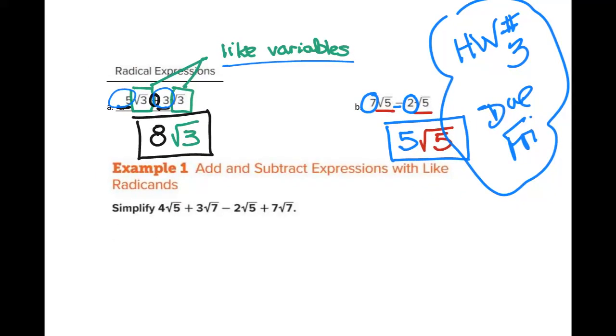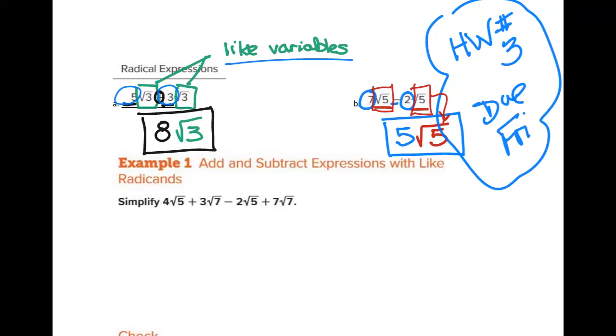Then we also had 7 times the square root of 5 minus 2 times the square root of 5. They both shared the square root of 5. So we kept that just like it's a variable. And then 7 minus 2 is 5. Okay? Any questions about that?